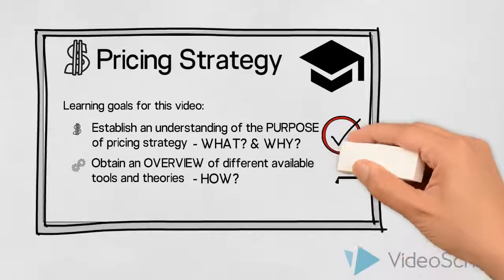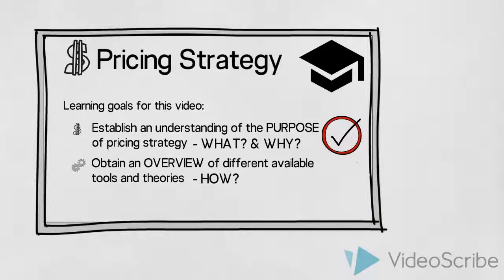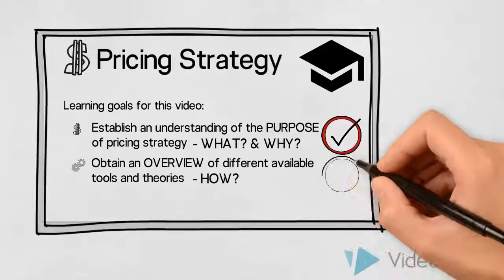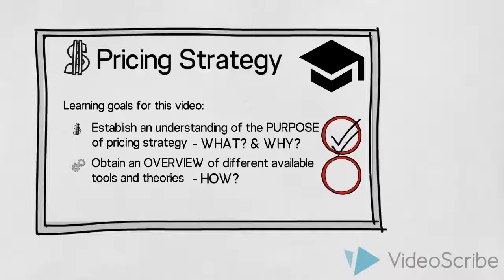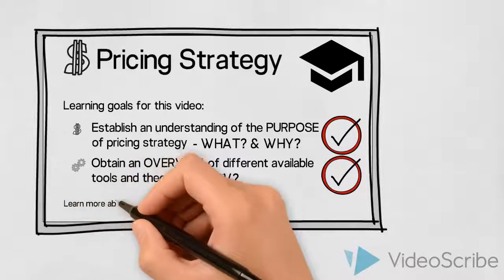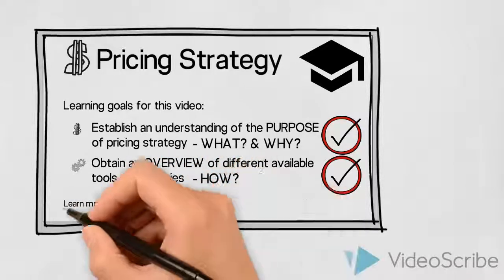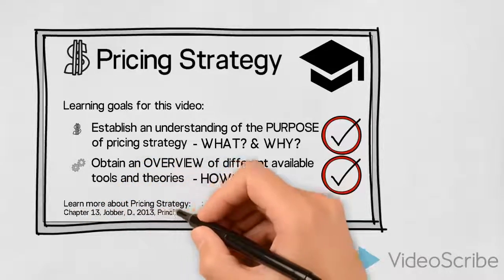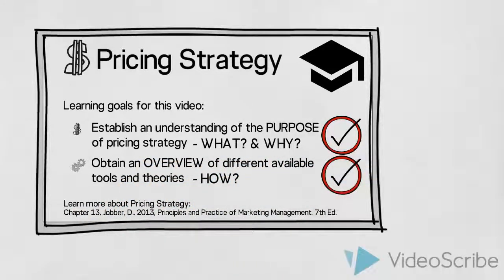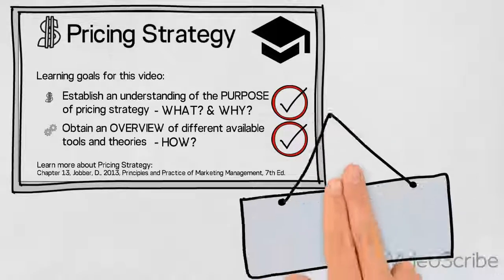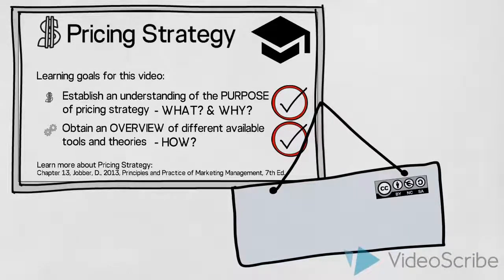We have now established an understanding of the purpose of pricing strategy, and lastly, we have presented an overview of the different tools and theories available to us when determining a suitable price for our product or service. To learn more about pricing strategy and how to use the different tools and theories introduced in this video, I recommend that you read Chapter 13 in David Jobber and Fiona Ellis-Chadwick's Principle and Practice of Marketing Management, 7th edition.